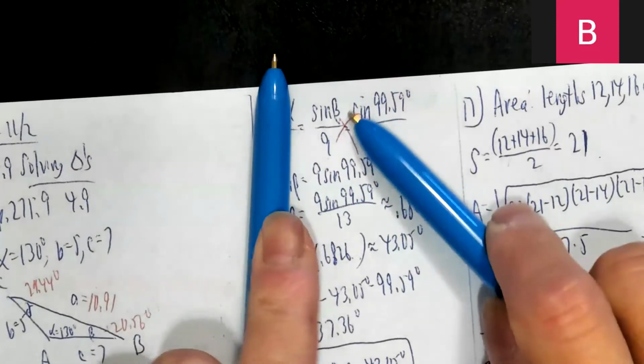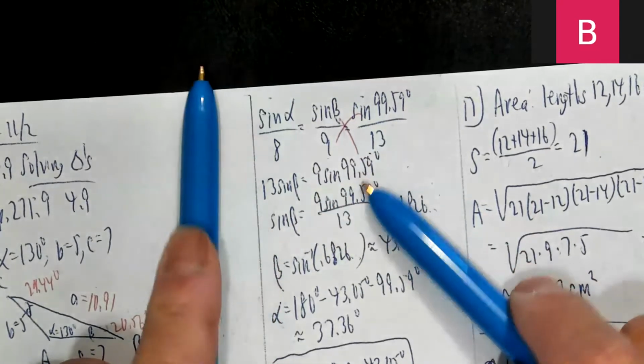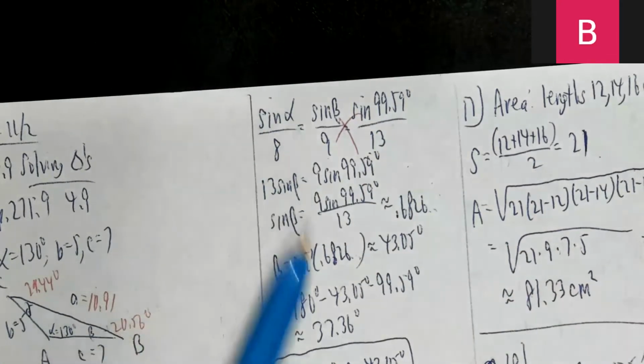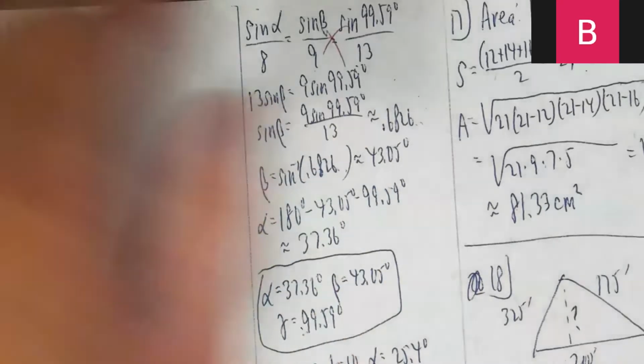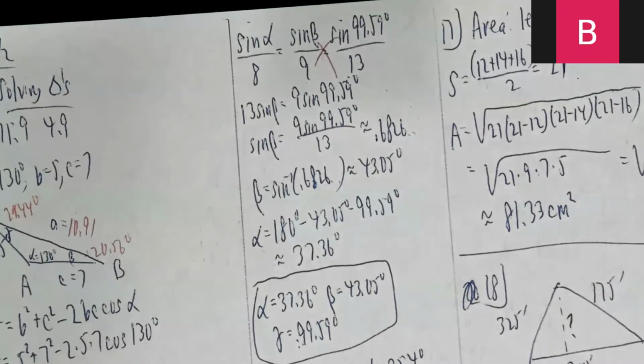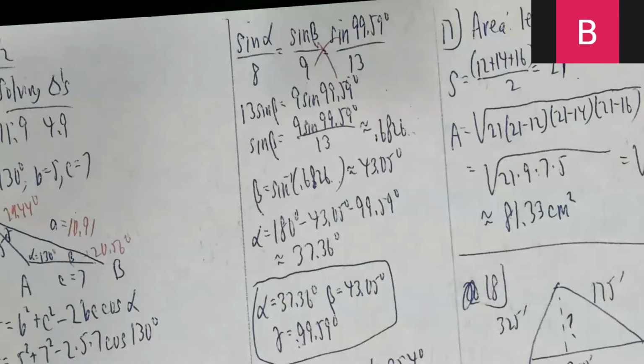That times that equals that times that. So 13 sine beta equals 9 sine of 99.59, divided by 13. Sine beta is that, which evidently comes out to be 0.6826. Let me see if I can show that to you. 9 sine of 99.59, which I'm just going to put as answer, divided by 13. 0.6826 or whatever. Oops, did it wrong. Sorry, I typed in 8.